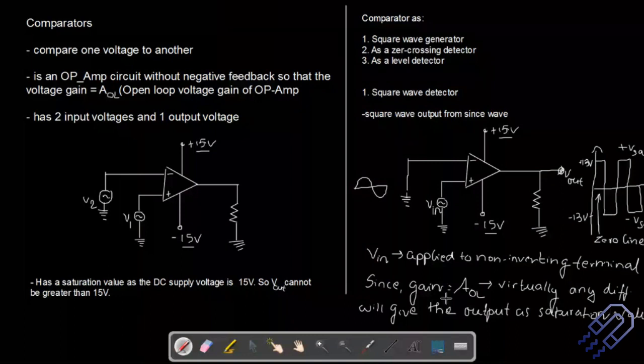Now why is that? Because this is going to work at 13 volt and minus 13 volt within this range. So whatever may be the difference, the output voltage is not going to cross this maximum 13 volt value. So you are going to get the saturation value. In this way you are going to get a form of square wave that we can see in the image.